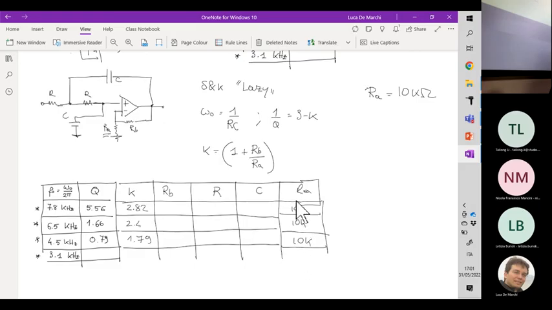So you have computed the parameter K, so now you can compute RB, provided that RA is given by this formula. So for the first case, RB should be 18.2 kilo. For the second case, this should be 14 kilo. And for the third one, it should be 7.9 kilo.